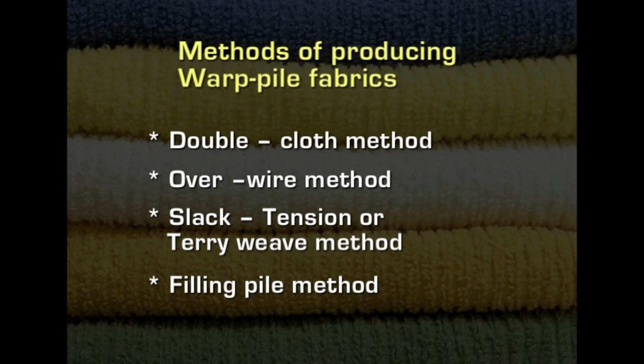Then coming to the filling pile method, in this type of weaving the pile is formed by an extra set of weft yarns. And so, the pile in filling pile fabrics is not made in the form of loops, it only floats on the surface or on the face of the fabric.